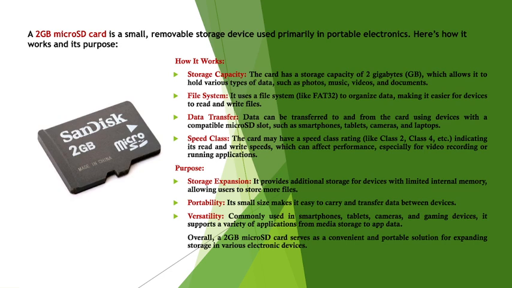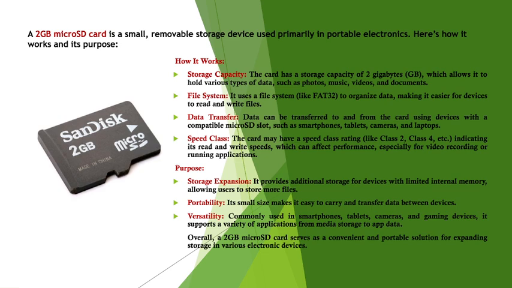A 2 GB micro SD card is a small removable storage device used primarily in portable electronics. Here's how it works and its purpose. How it works. Storage capacity. The card has a storage capacity of 2 GB, which allows it to hold various types of data, such as photos, music, videos, and documents.